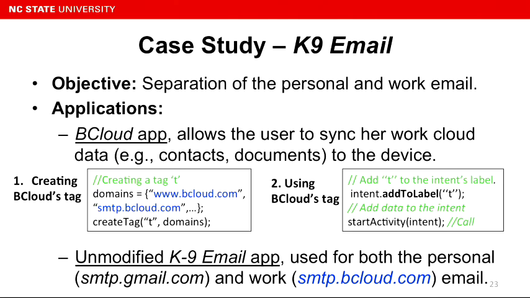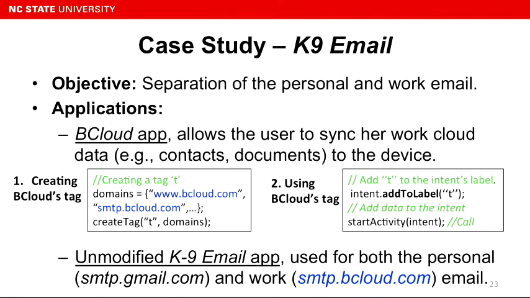Now we executed a case study with a K9 email application, an application that is a very popular email client. And the objective of this case study was to separate personal and work email data within the same application simultaneously. So what we did was we configured K9 email to use both the user account as well as the enterprise account, like many of us do. And then we simulated business data through an application known as bcloud. So we created the bcloud application to import some business contacts and business documents onto the device.